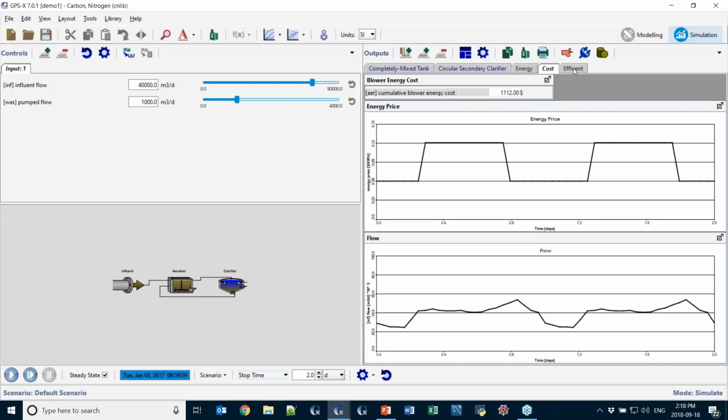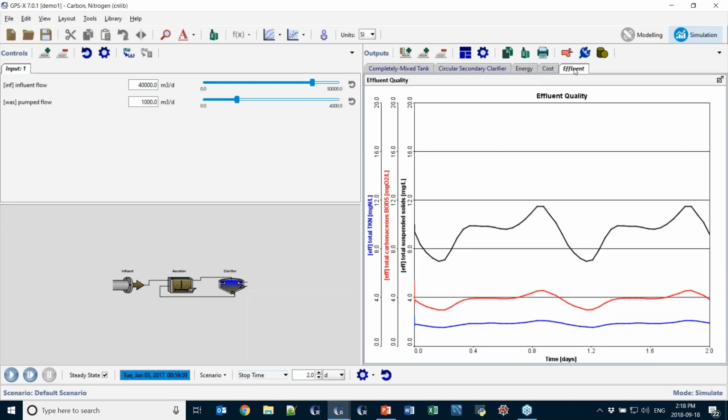And just for the sake of it, there's also our effluent quality. So we can see that it's fine, it's fully nitrifying, and our effluent solids are a little higher during the peak loading time. And they're quite low during the middle of the night, and that would be normal, what you would expect for a diurnal pattern such as this.